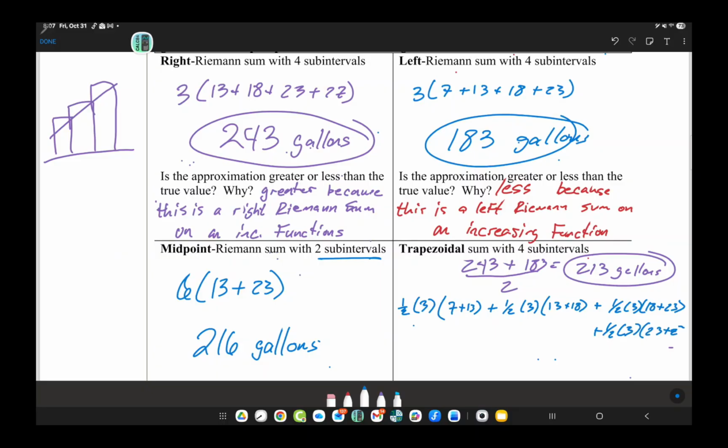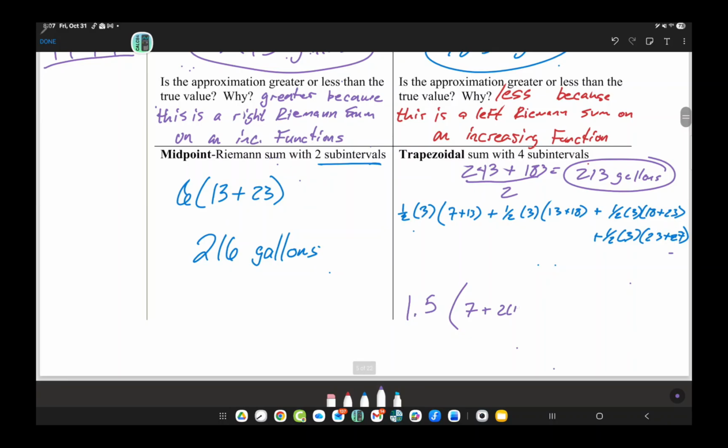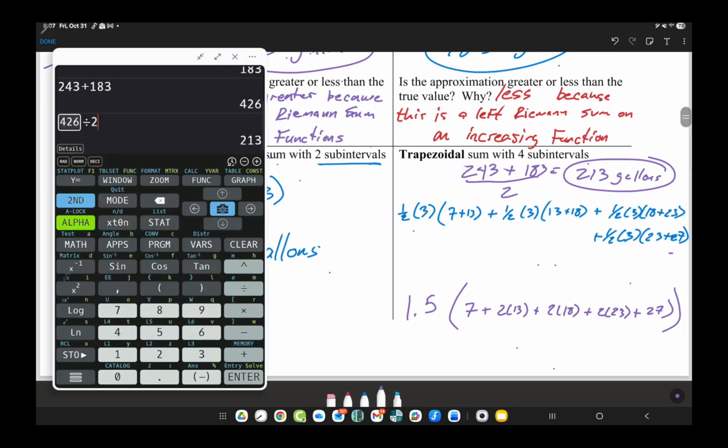Now, there is a bit of a shortcut here. Notice that everything has 1/2 of 3, which is 1.5. And I include every number twice except the endpoints. So that is 7 plus 2 times 13 plus 2 times 18 plus 2 times 23 plus 27. So I can type that into a calculator a whole lot easier. 1.5 times 7 plus 26 plus 36 plus 46 plus 27, 213 gallons.